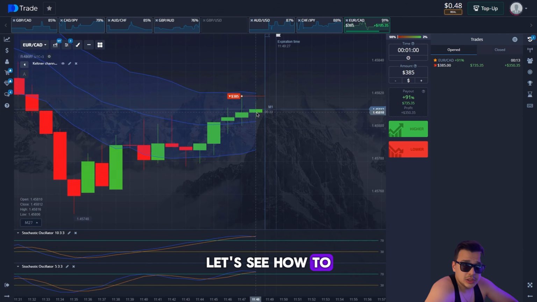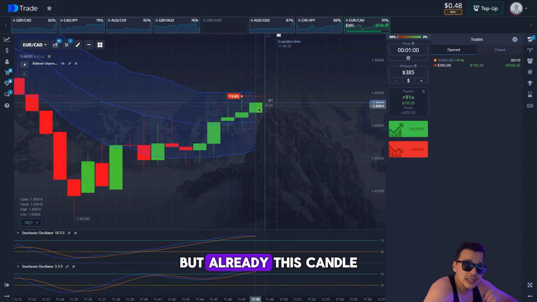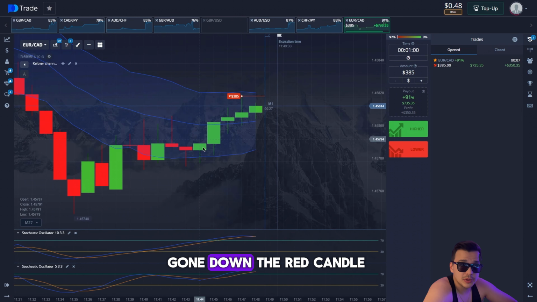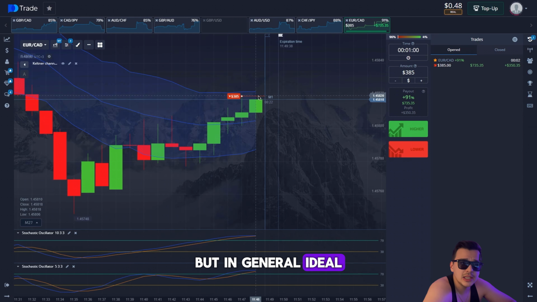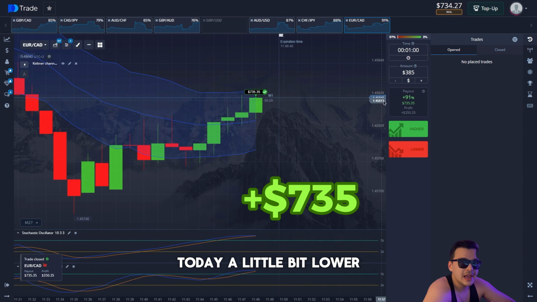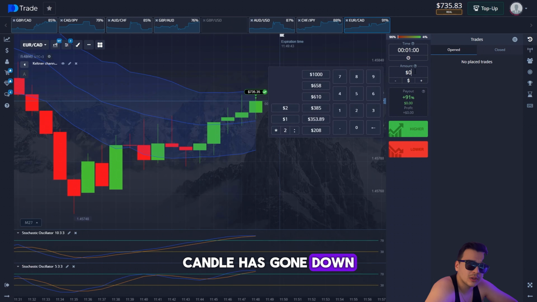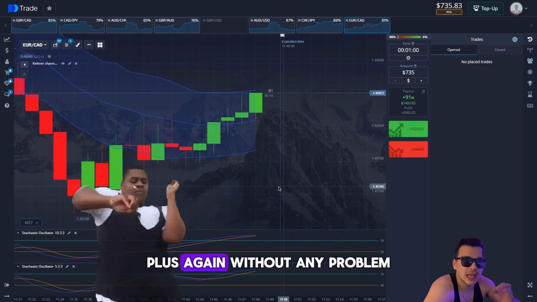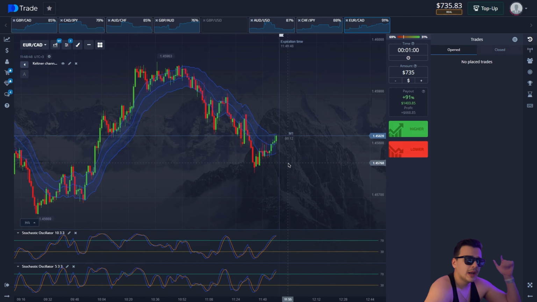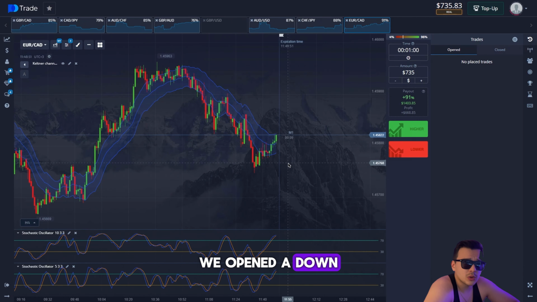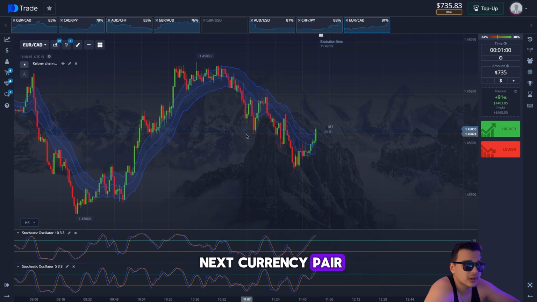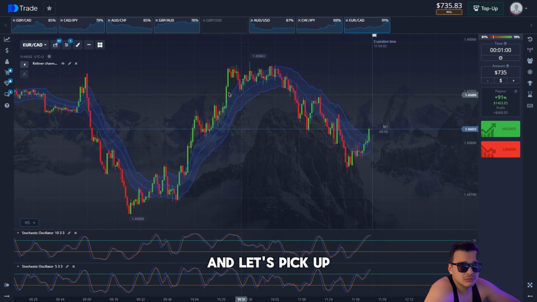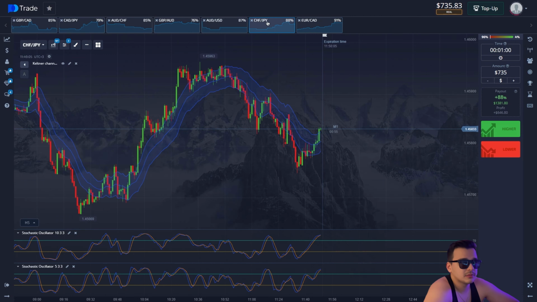Let's see. The pullback has not happened, but already this candle has gone down, the red candle. We certainly didn't see a pullback, but in general we caught the ideal opening level today. A little bit lower the candle has gone down, and another trade is closed in plus again without any problem. Right here we open a down trade in the direction of the trend, and once again recorded a nice profit. Let's pick up the next currency pair, and let's pick up the following analysis.